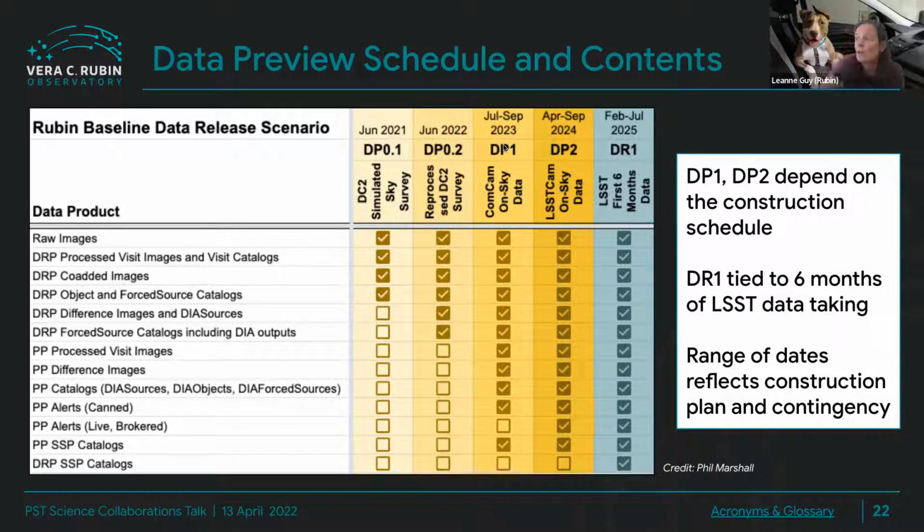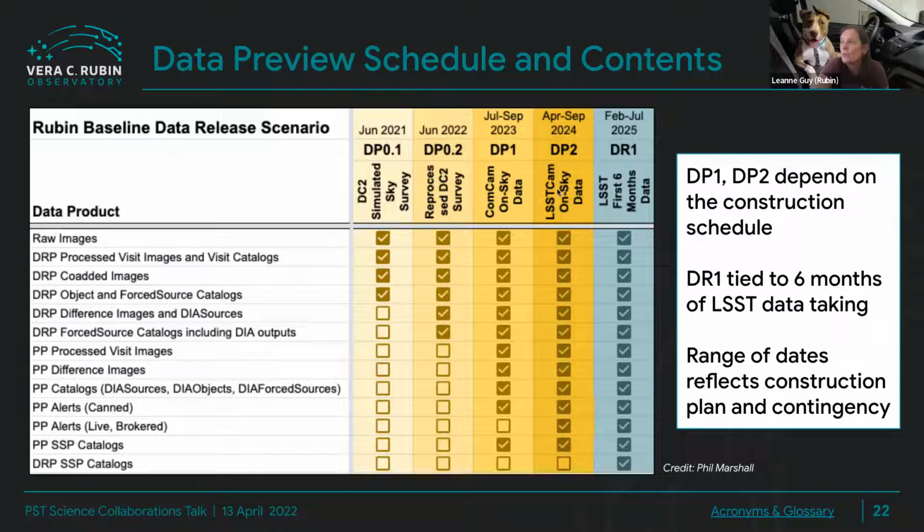DP1 is going to be based on data taken with ComCam, on-sky data. So this will be data with the LSST commissioning camera. The commissioning camera, just to remind you, is one raft of the whole camera. And here we envisage serving all the data products except live alerts and solar system catalogs. We will serve what are called canned alerts. These are alerts that we will have produced, but not within the 60-second latency. So it'll be with some delay and some latency that is not 60 seconds.